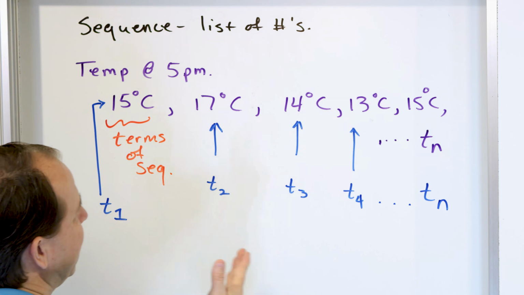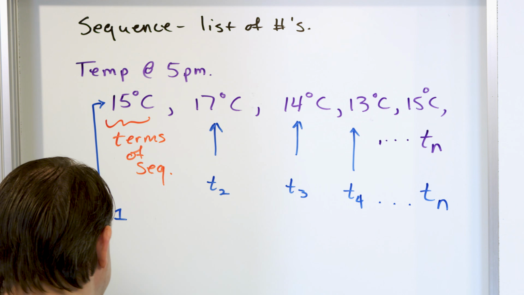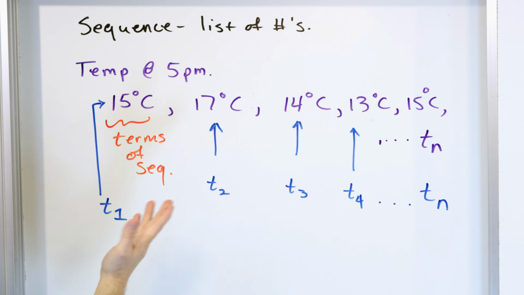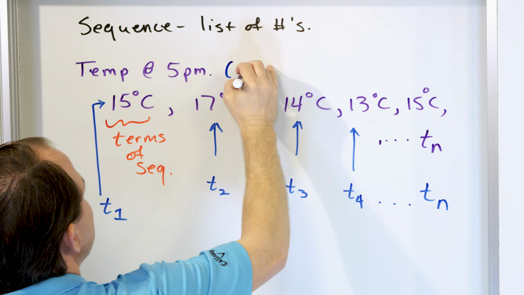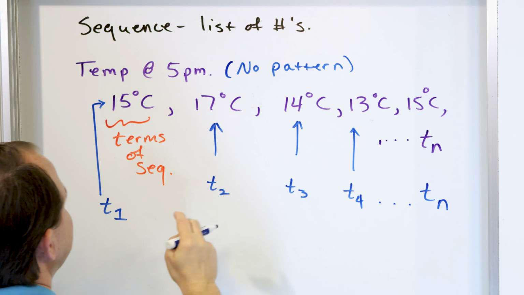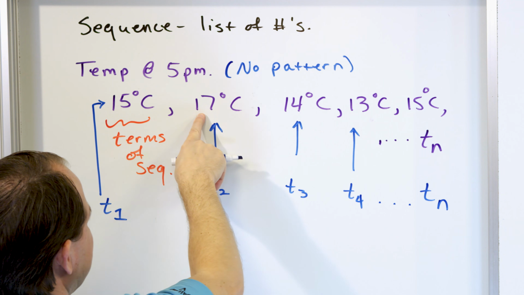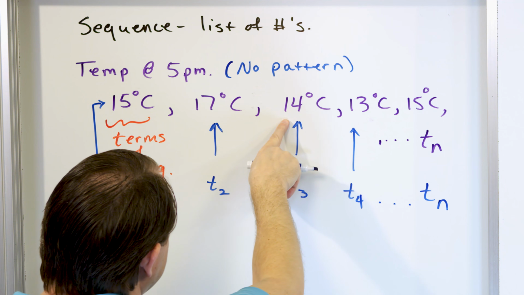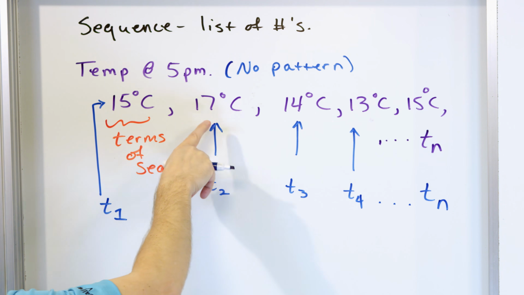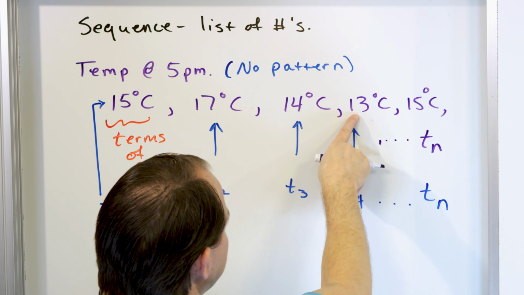Now, if you look at this thing and try to figure out what pattern you have, you'll realize quickly that there is no pattern to these numbers. So I'm going to put that right here. There's no pattern. There's no pattern here. So 15 plus 2 is 17, okay? But then 17, you're going down to 14, and you're going down by 17 minus 3 is 14, so you're going down by a different amount. Then you go down by 1, then you go up by 2.